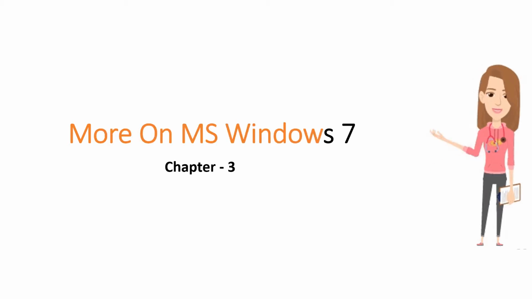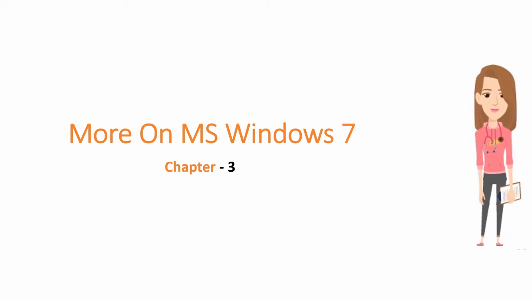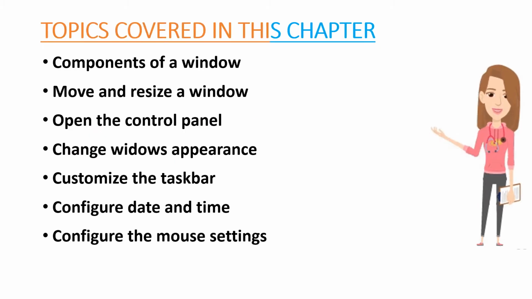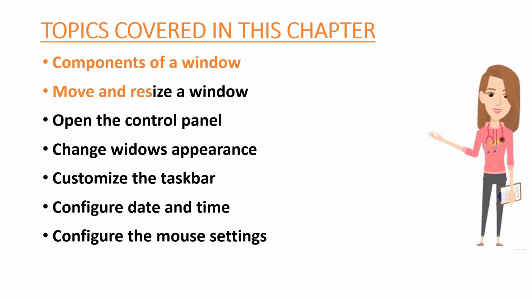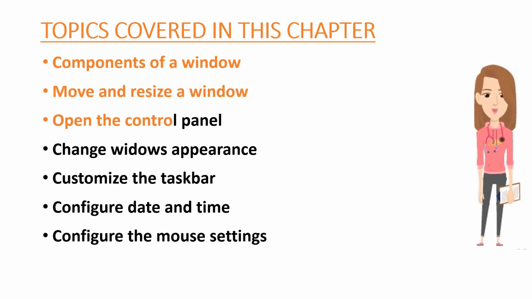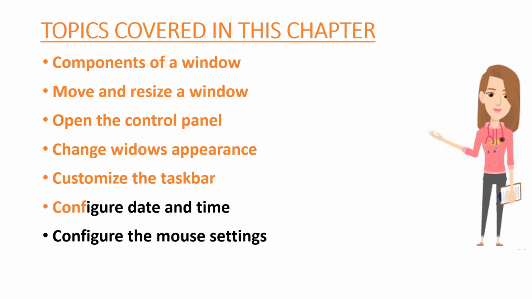More on MS Windows 7 Chapter 3. Topics covered in this chapter: components of a window, move and resize a window, open the control panel, change Windows appearance, customize the taskbar, configure date and time, configure the mouse settings.